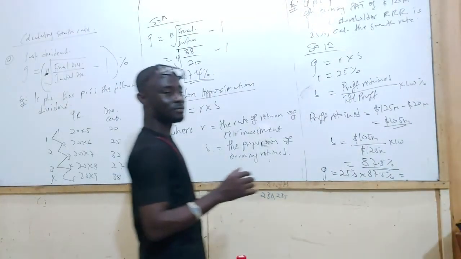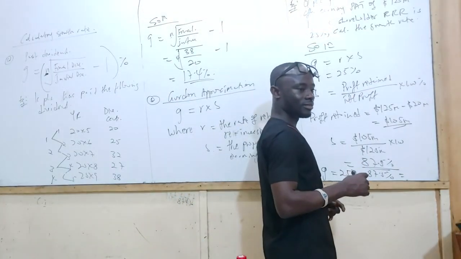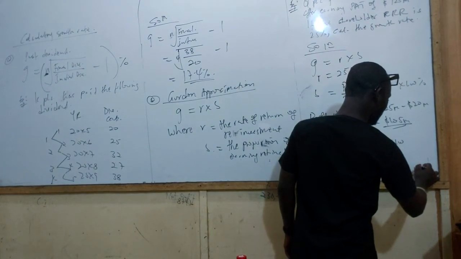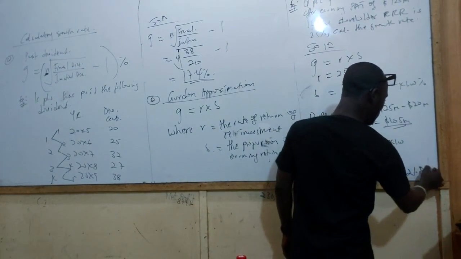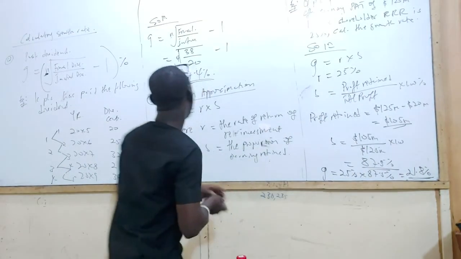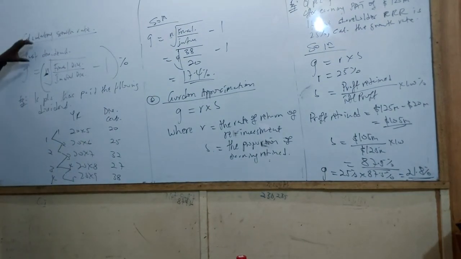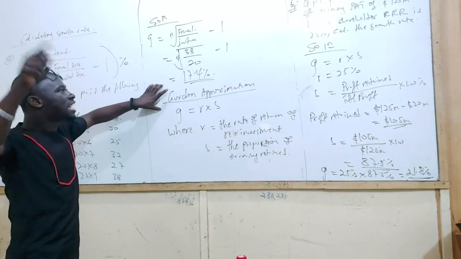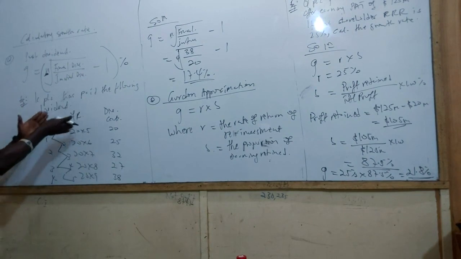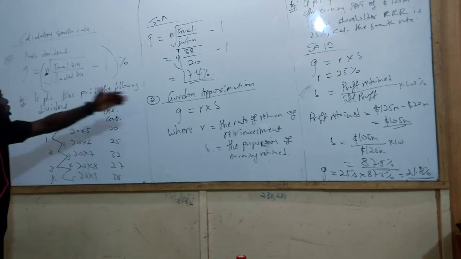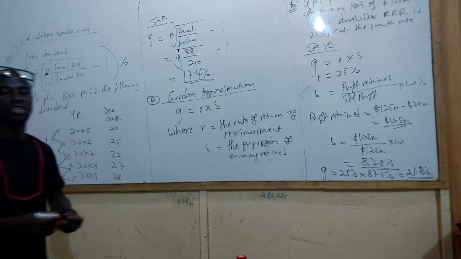What do we have? 0.21. So times 100. 21.88. So 21.8%. So that becomes a growth rate. So we can calculate a growth rate either using past dividend, and this is how we go about it, or using the Gordon approximation. In the exam hall, it is based on the question that you will decide which growth you are going to be using, either Gordon approximation or the past dividend.